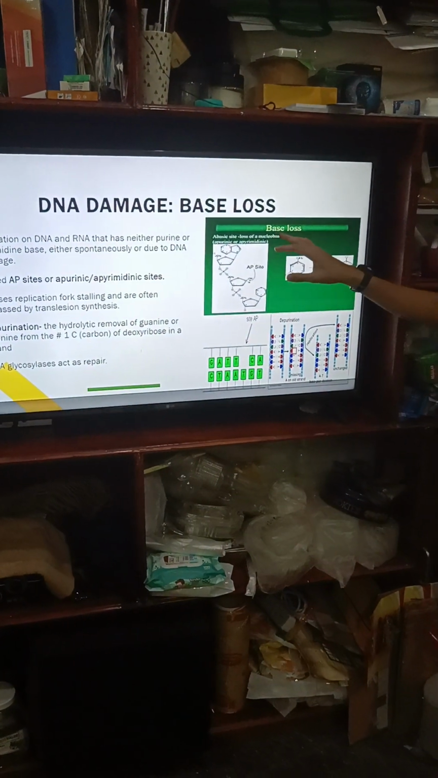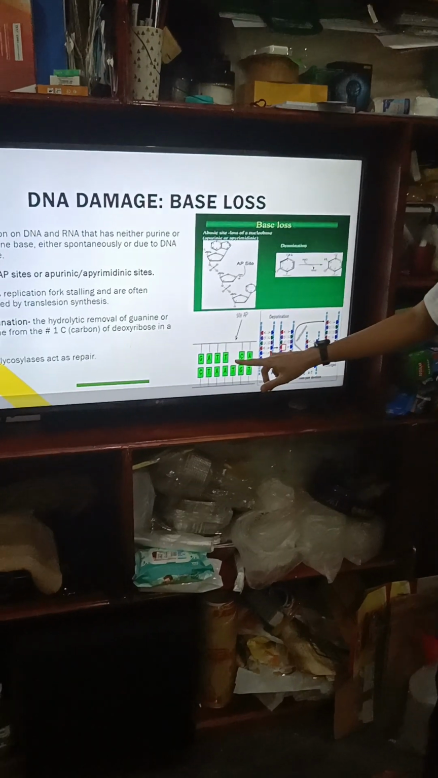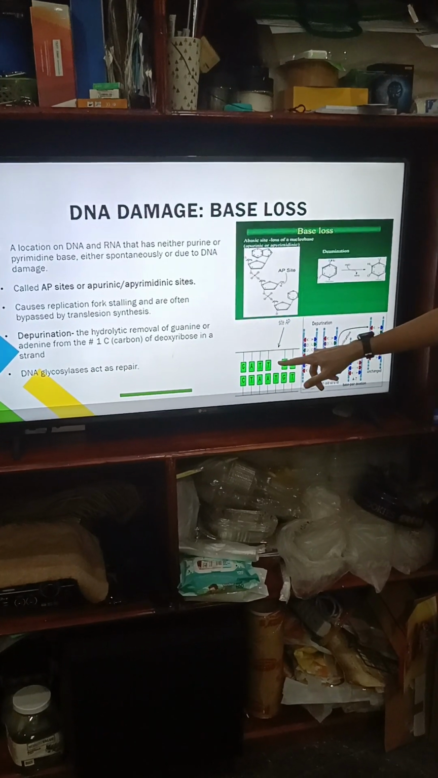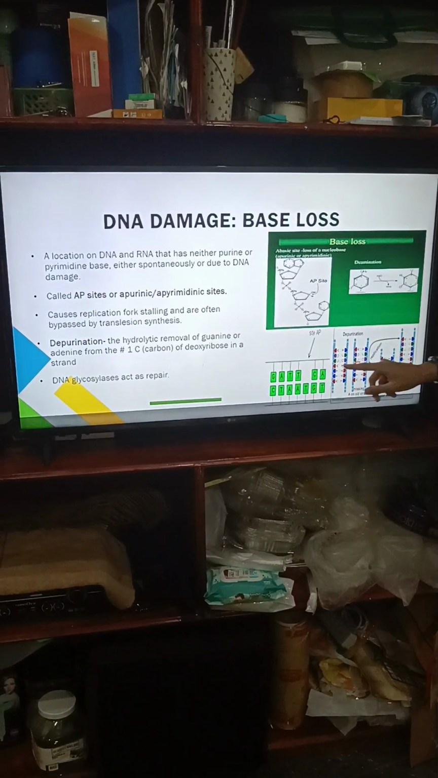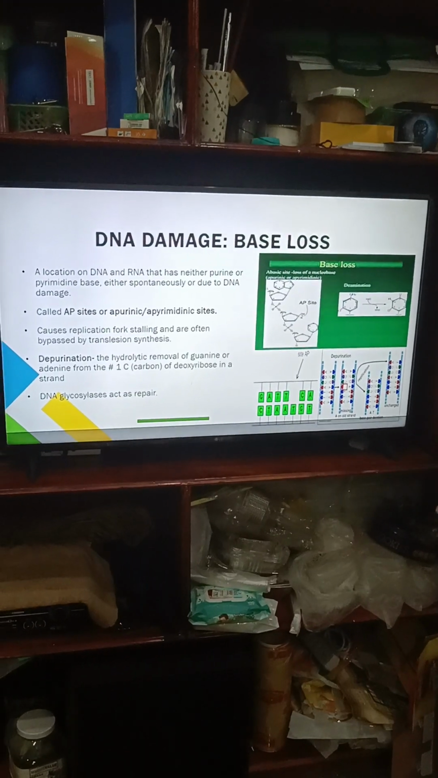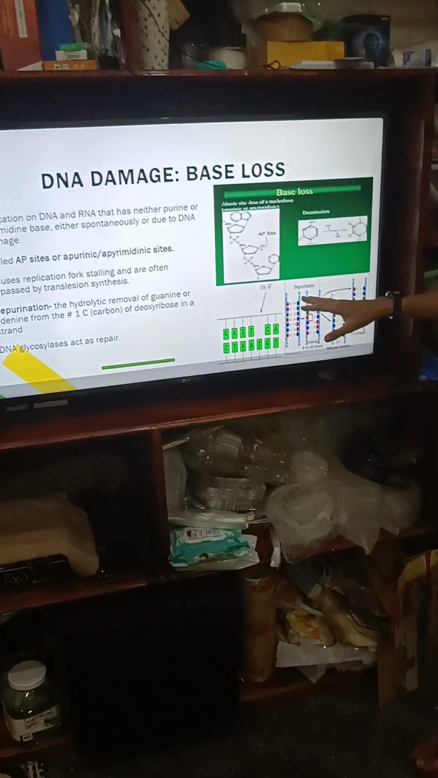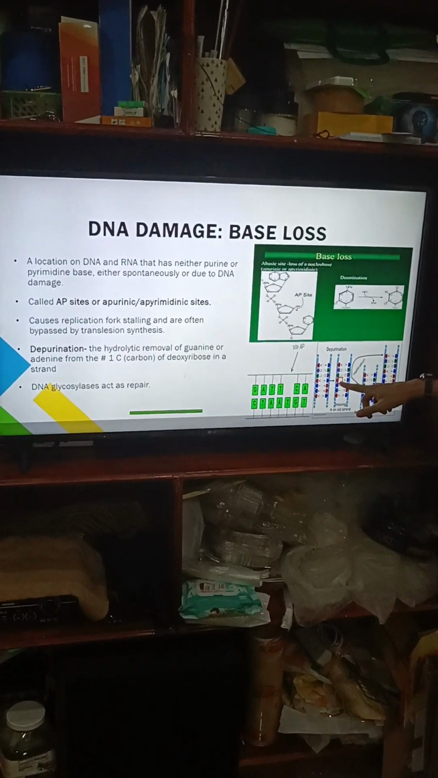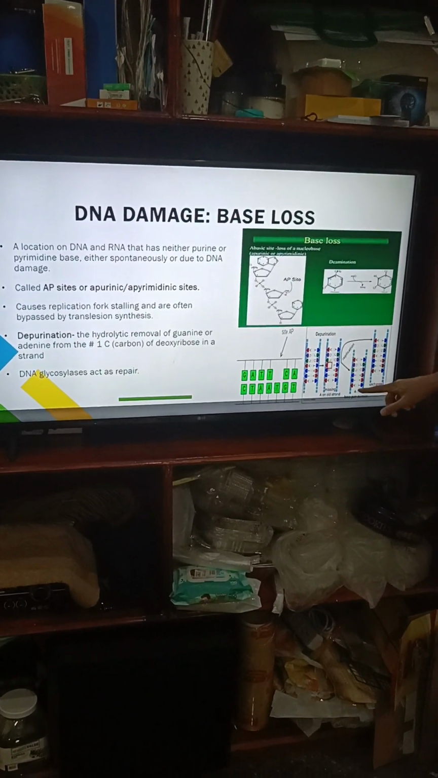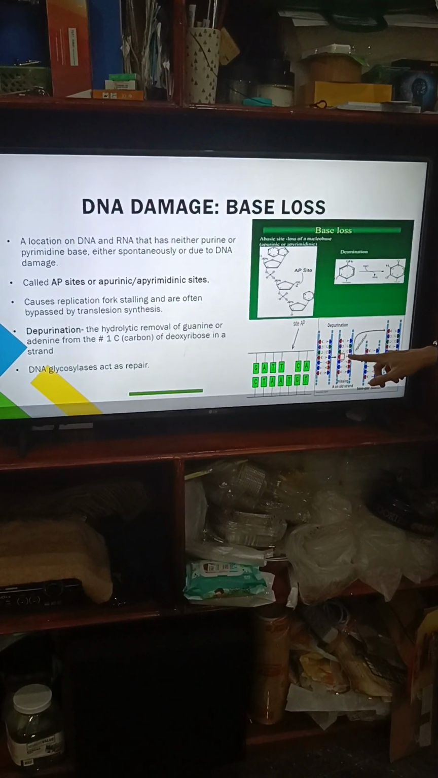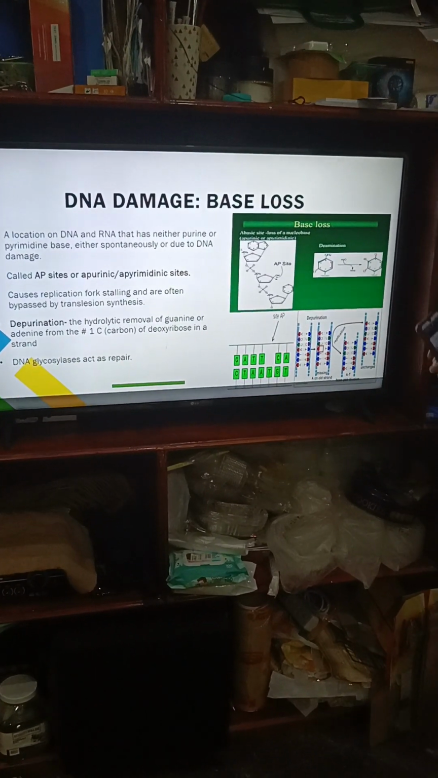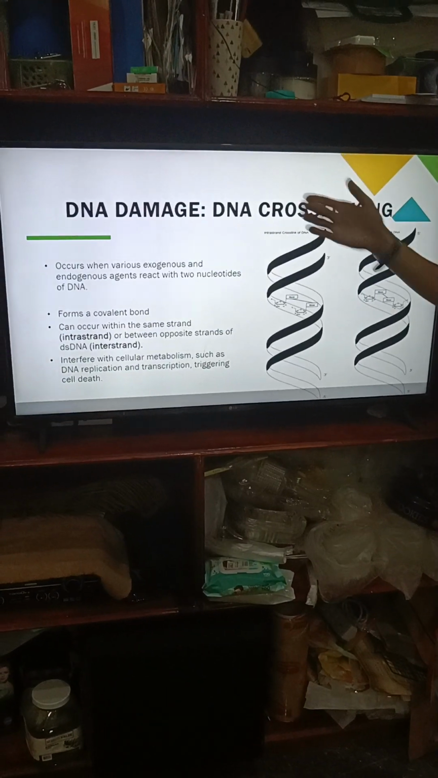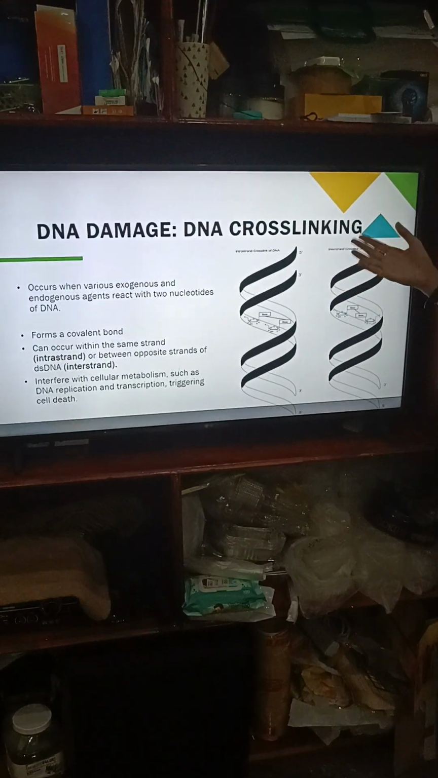So in base loss, there is a loss of a base, which makes the sequence incomplete, and that causes DNA damage. So what happens in DNA in depurination? It would be replaced by another base in order to complete the sequence again, and will function optimally.